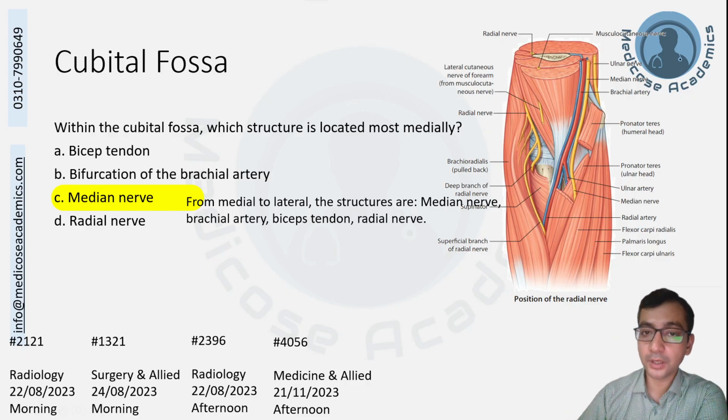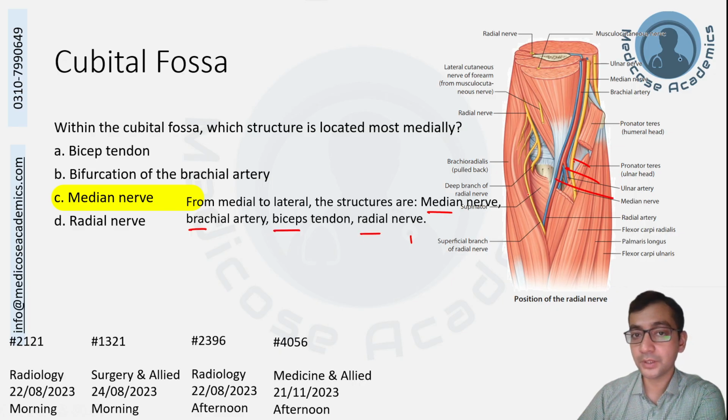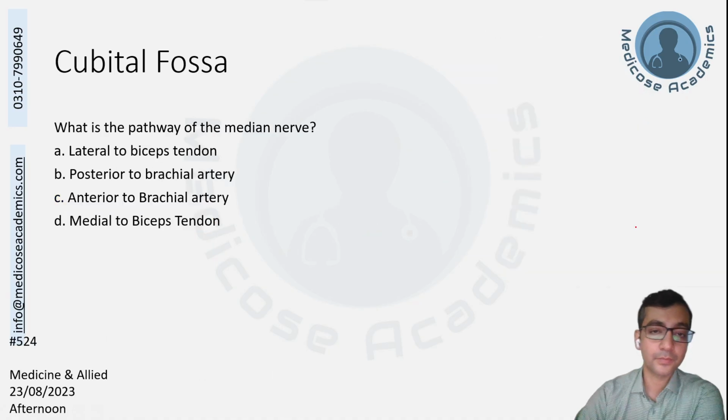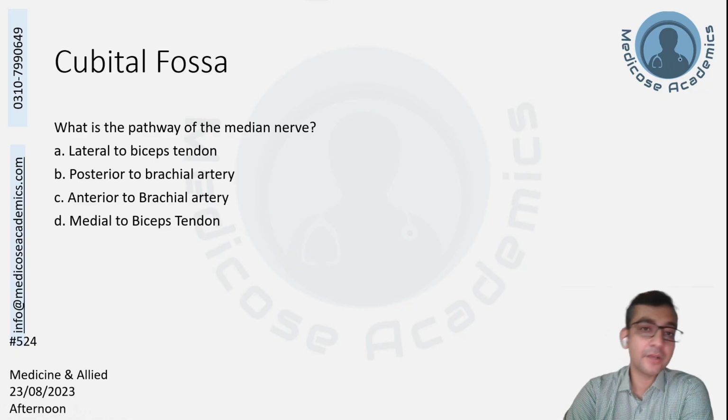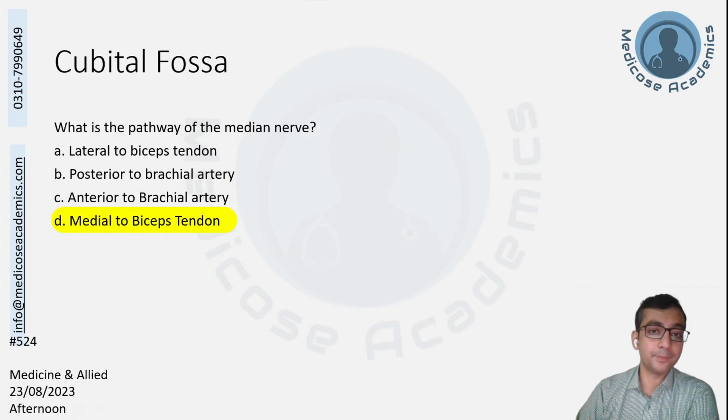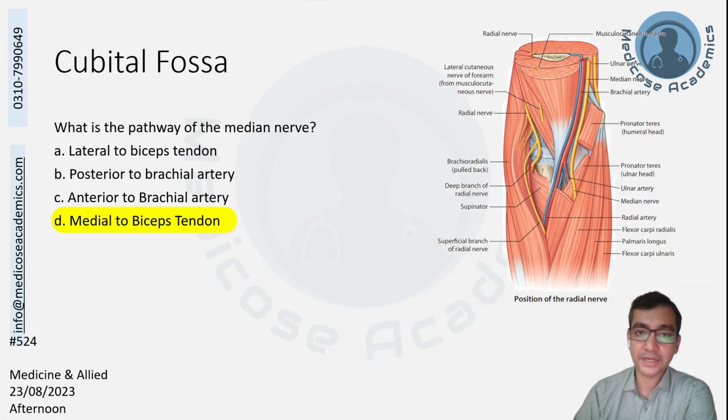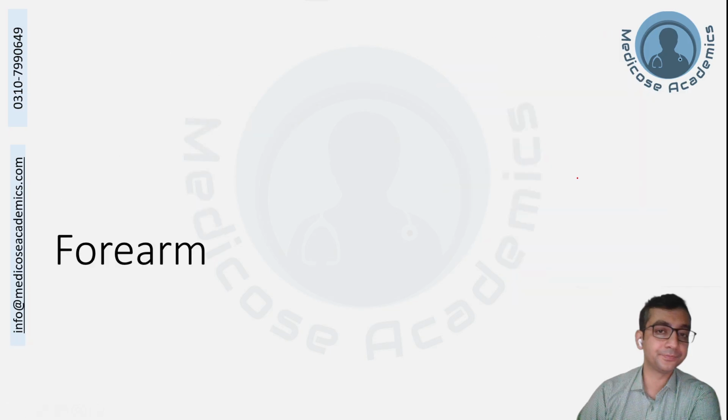So you should know MBBR: median nerve, brachial artery, biceps tendon, radial groove, and radial nerve. Which of the pathway is the median nerve? Again, the same question. MBBR, it's medial to the biceps tendon or brachial artery.